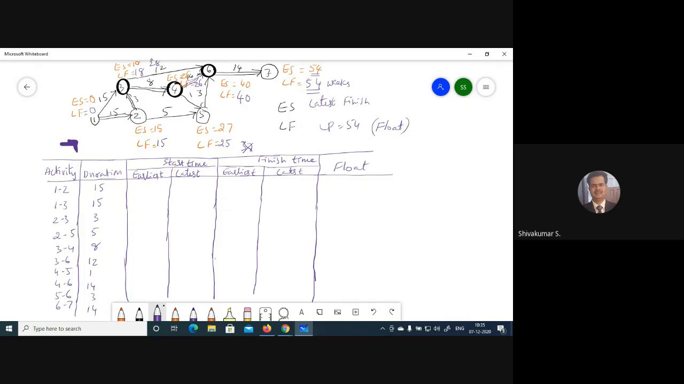This float is not asked in the question, but I'm going to tell you how to calculate float, because in the question they won't ask you to find the float. I'll tell you what exactly the float means afterwards. Just take down this table. It has activities 1 to 2, 1 to 3, 2 to 3, 2 to 4, 3 to 4, 3 to 6. Take them all in order, and also write down the duration here. Now you have to calculate the earliest start time, latest start time, earliest finish time, latest finish time, and also float. This needs to be calculated.